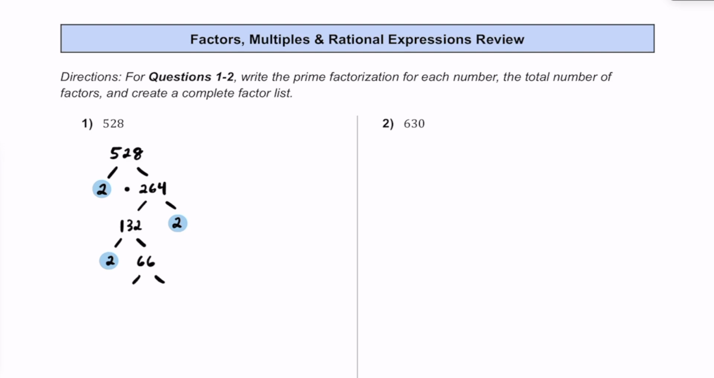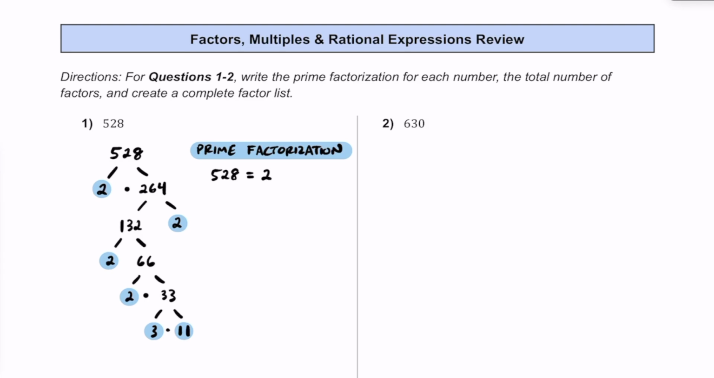Now dividing 66 down, I'm going to use 2 again, just to stay on that trend. So 33 and 2. This 33 can break down into 3 and 11. All right, so at this point, I think I have all prime numbers. So if we're going to write the prime factorization, we can say that it's going to be equal to 2 to the what? 2 to the 4th power. Looks like there are 4 2's multiplied together, multiplied by 3, multiplied by 11.